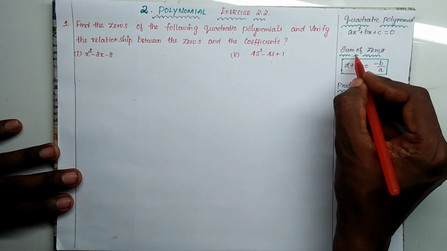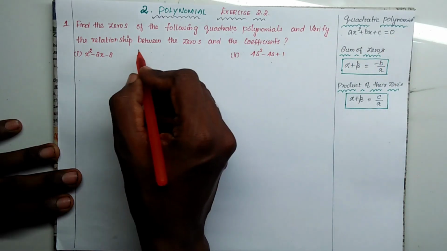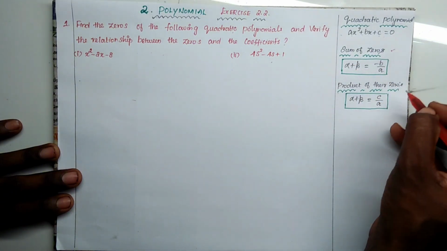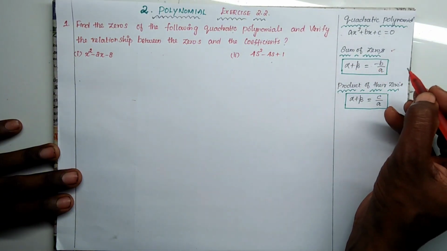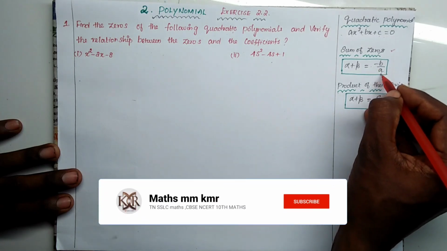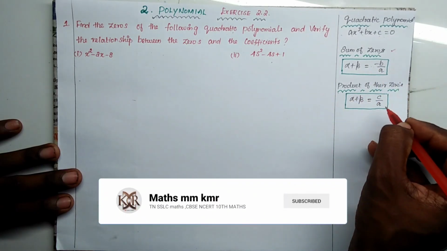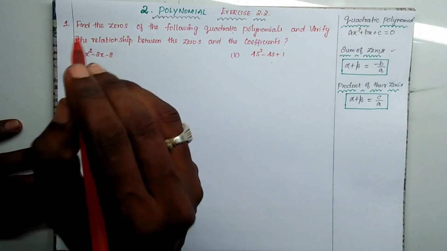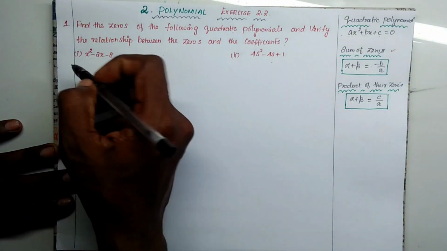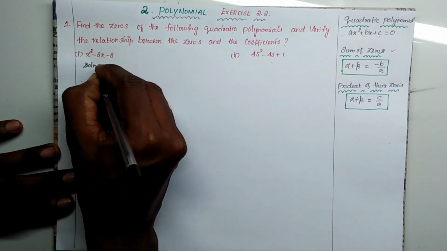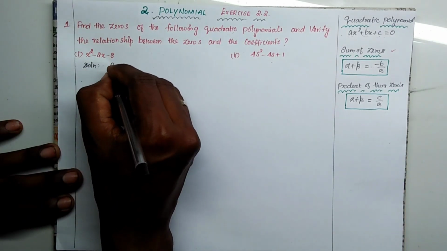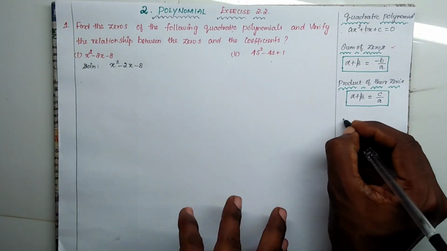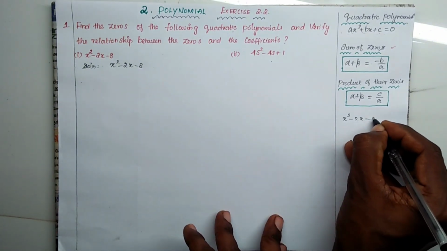If we have to find the relationship between zeros and coefficients, it means we need to find the sum of the zeros and the product of the zeros. We have the formula. Sum of the zeros means minus b by a, and product of the zeros means c by a. This is b, this is a, this is c. So now we are going to solve this problem. What's the solution? First we have to find the factors for this x square minus 2x minus 8.